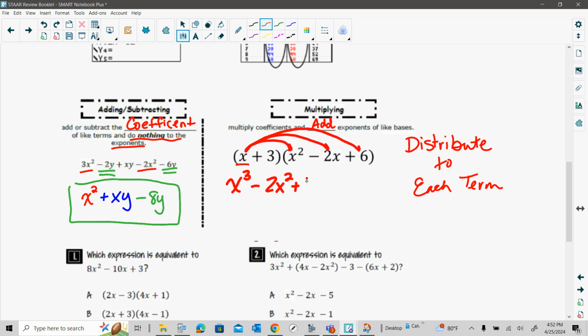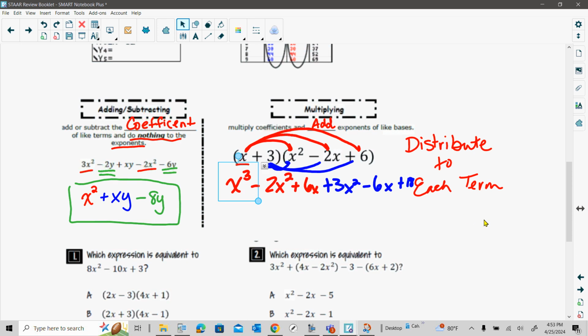plus 6x. Then we can go to the next term, which is this 3 times x squared, which is 3x squared. And then 3 times minus 2 is minus 6x. And 3 times 6, which is 18. And I probably should have moved that. So sorry, I ran out of room there.